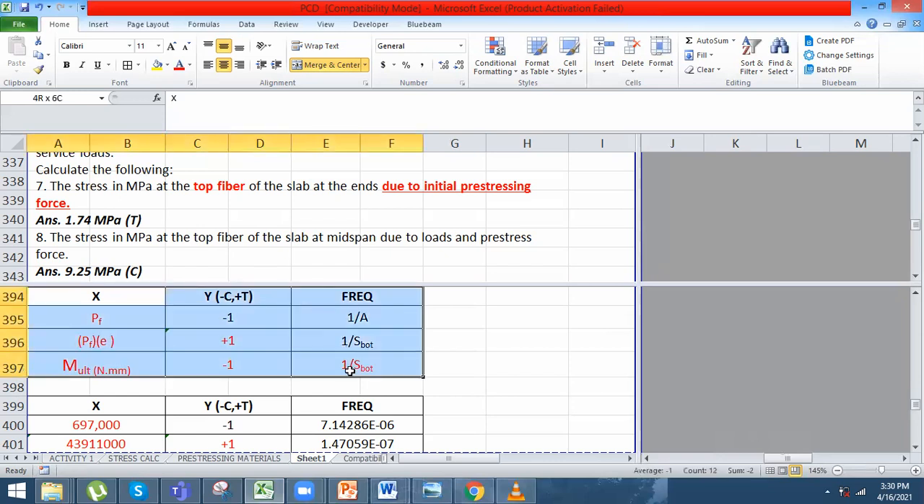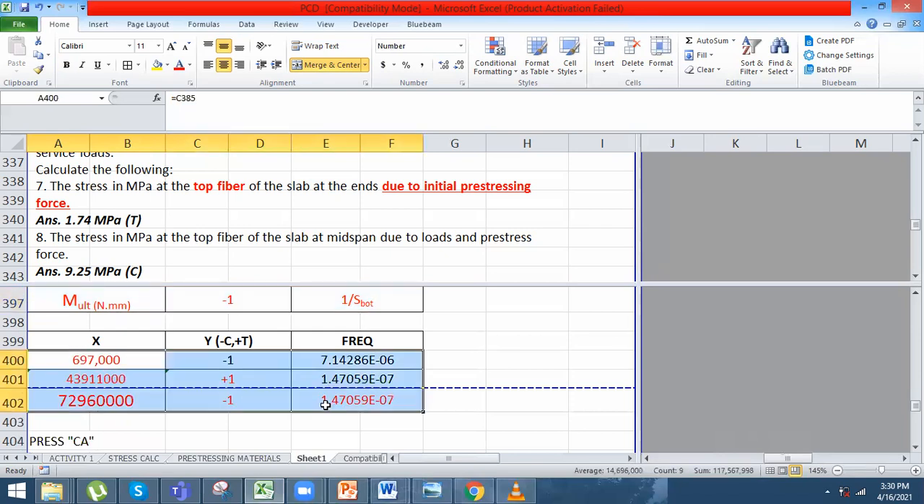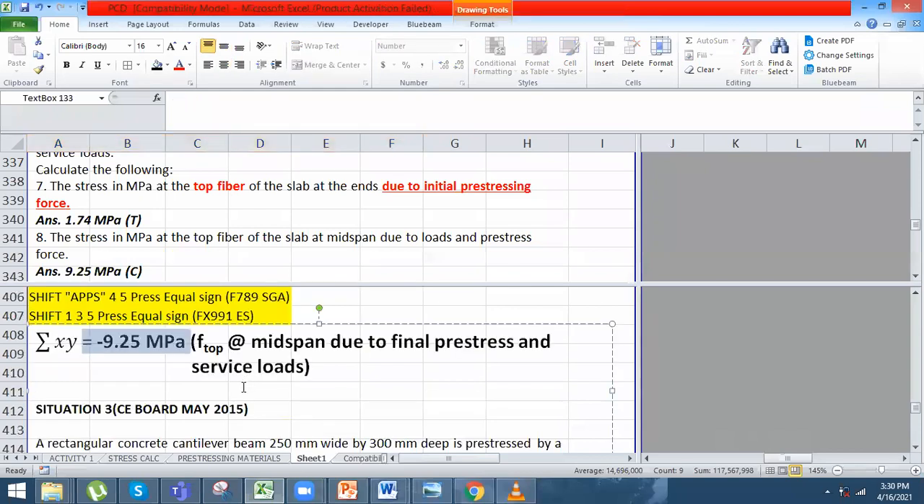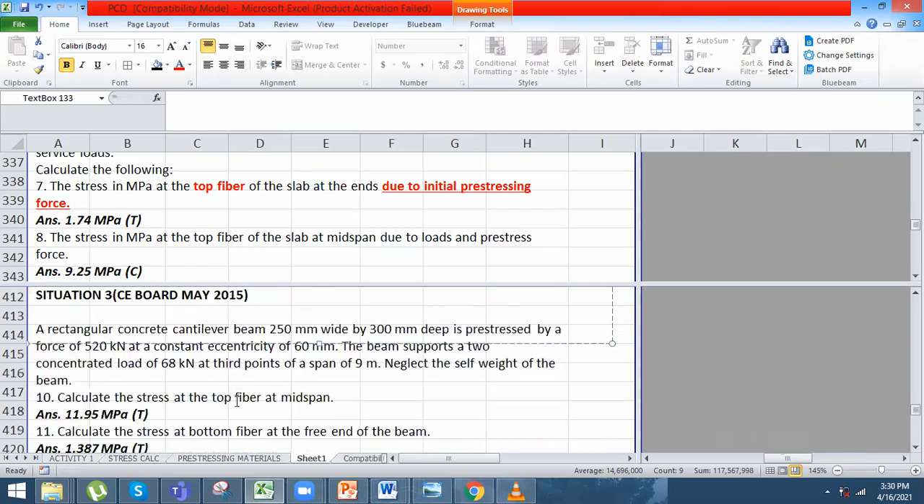Okay, ito yung magiging inputs natin sa ating calculator. Therefore, ito yung magiging inputs. Okay, dapat mag-match yung inputs natin sa inputs niya dyan. Then, shift ups for 5. This would be the answer. Negative 9.25 megapascal. That is the top fiber stress at the midspan due to the final stress and the service loads. Okay. So, next problem tayo. Yan. So, this is our last problem.